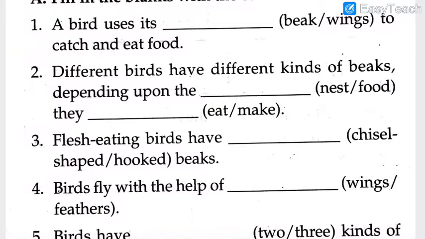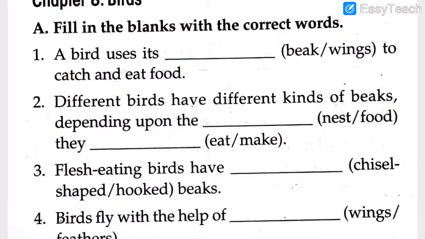Okay. Number 1. A bird uses its dash to catch and eat food. Options are beak or wings. Beak or wings. You have 6 countings now.